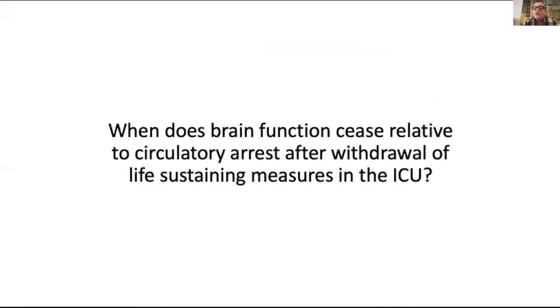So the NEWPART study seeks to determine when brain function ceases relative to circulatory arrest after withdrawal of life-sustaining measures in the intensive care unit. Establishing the temporal relationship between circulatory and brain arrest will do a number of things. It will inform the appropriate timing for death determination in circulatory determination of death. It will protect donors from harm, and it may enhance donor organ viability.